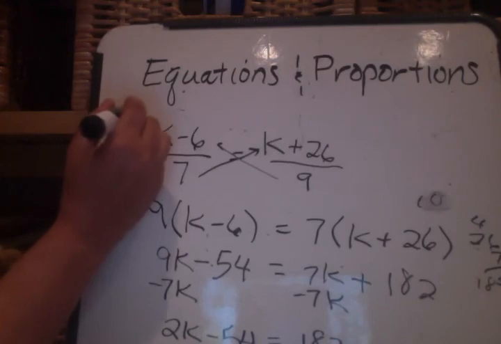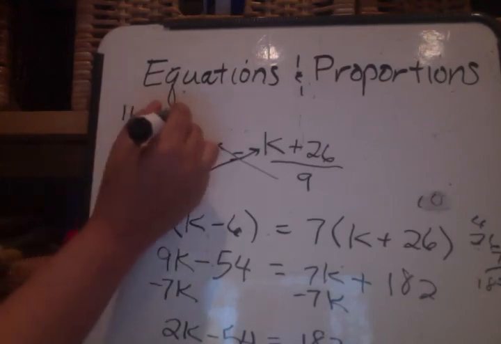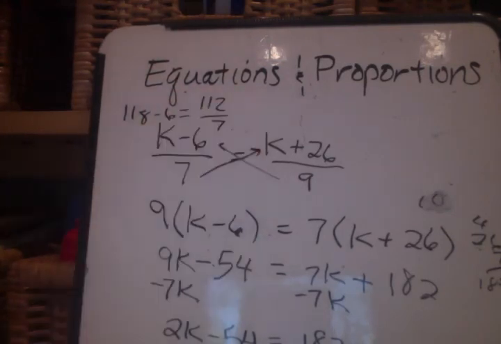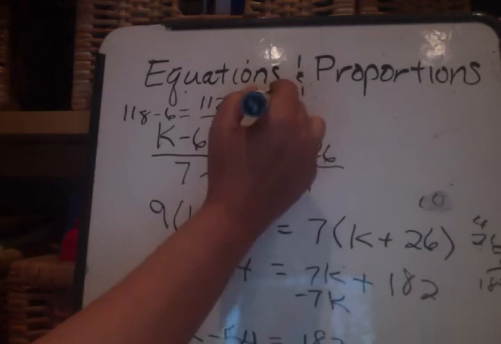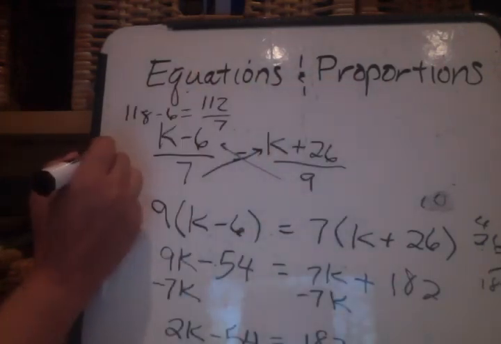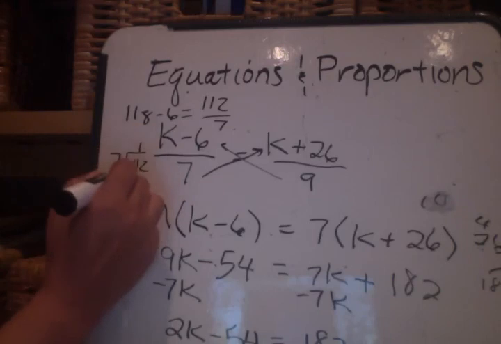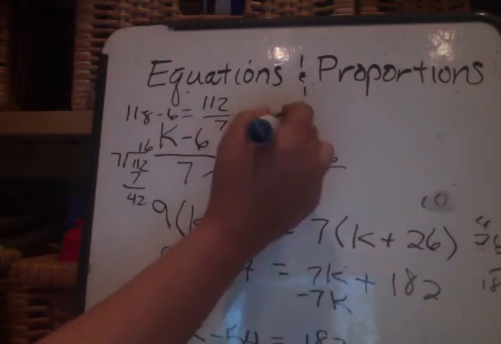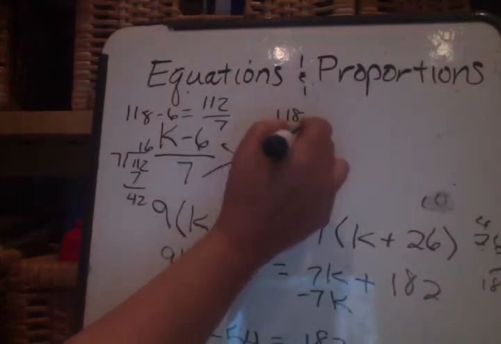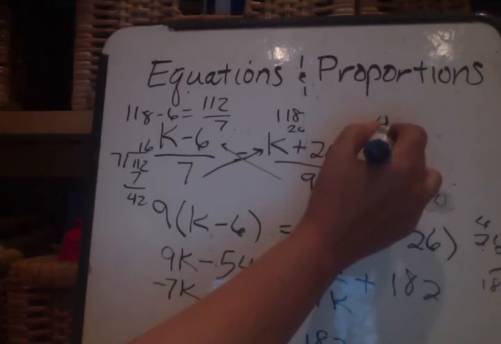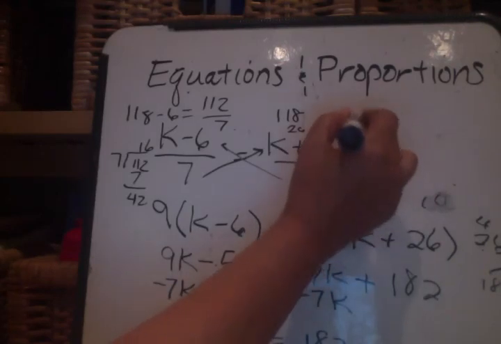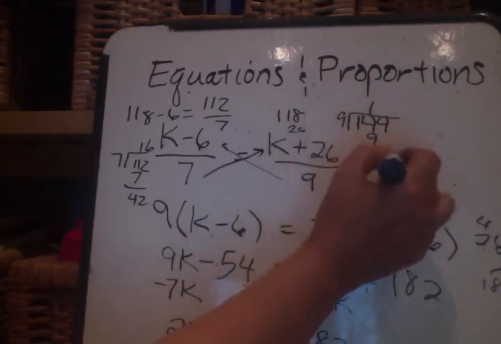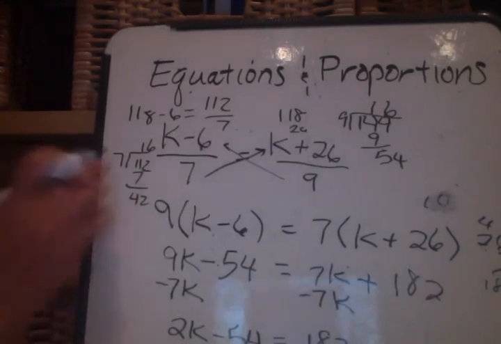And if I put that back up here, I get 118 minus 6 equals 112 over 7. And 112 divided by 7 is 16. So on this side is 16. And on this side, 118 plus 26 is going to be 144, and dividing that by 9, that's 16 also. So that's how you solve these.